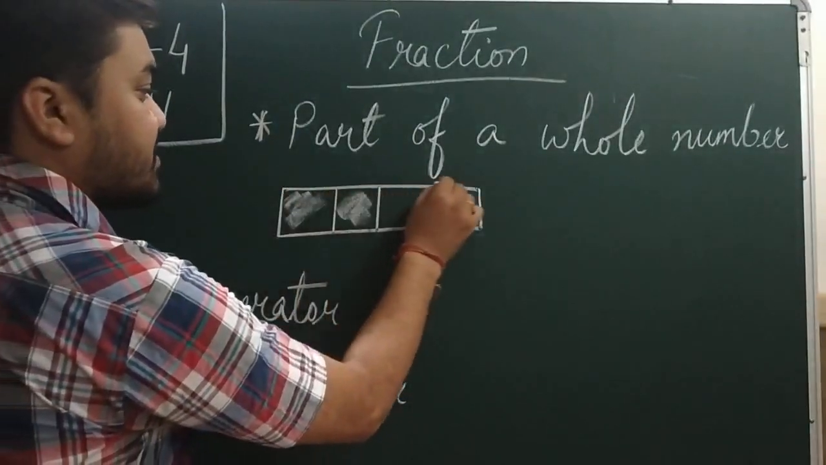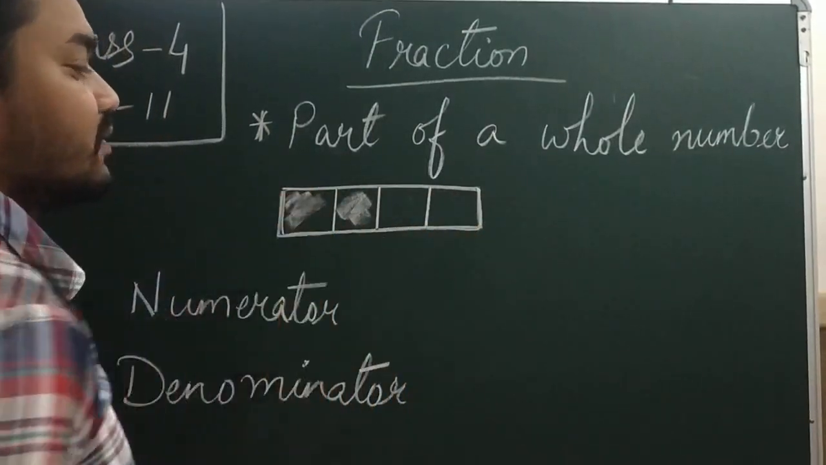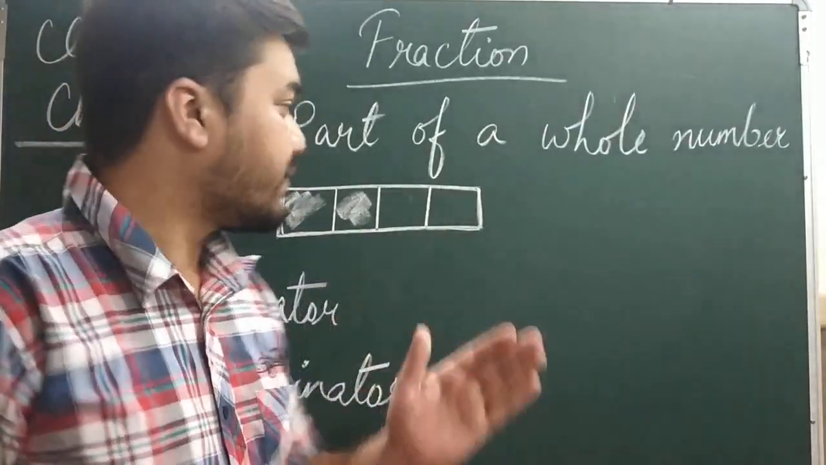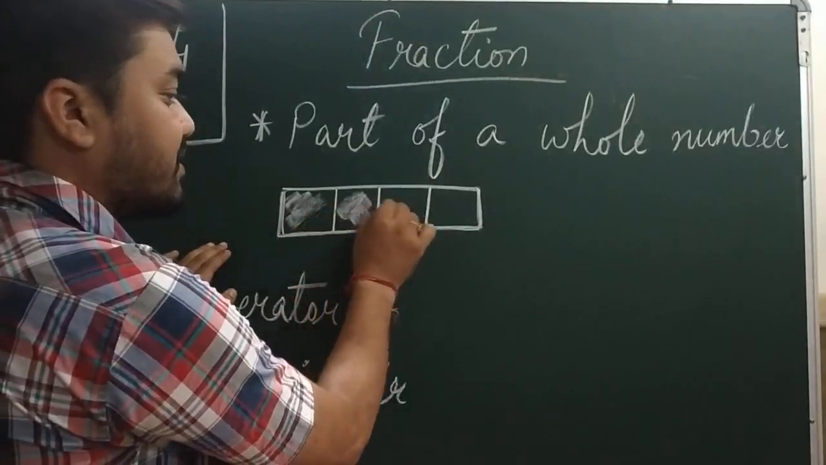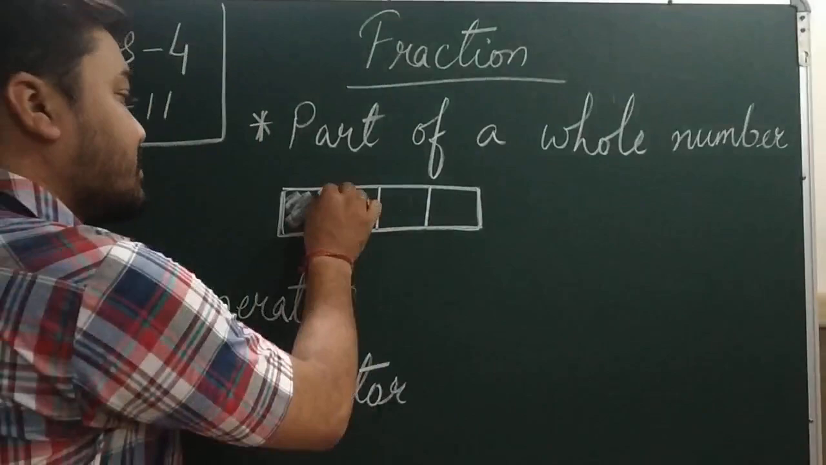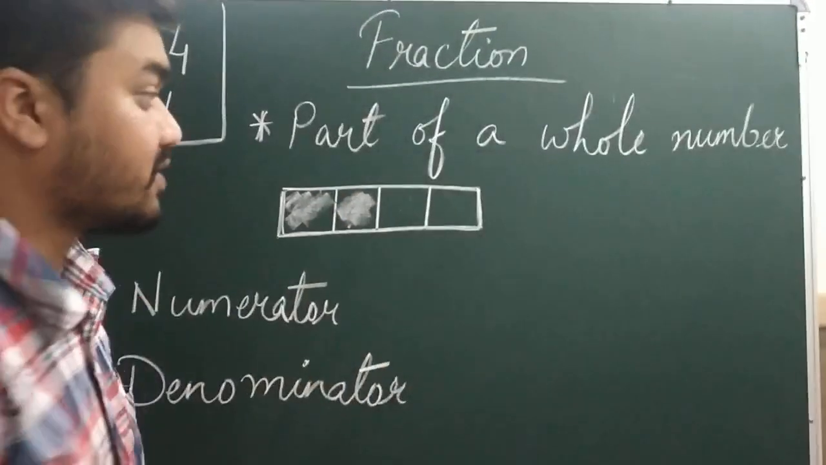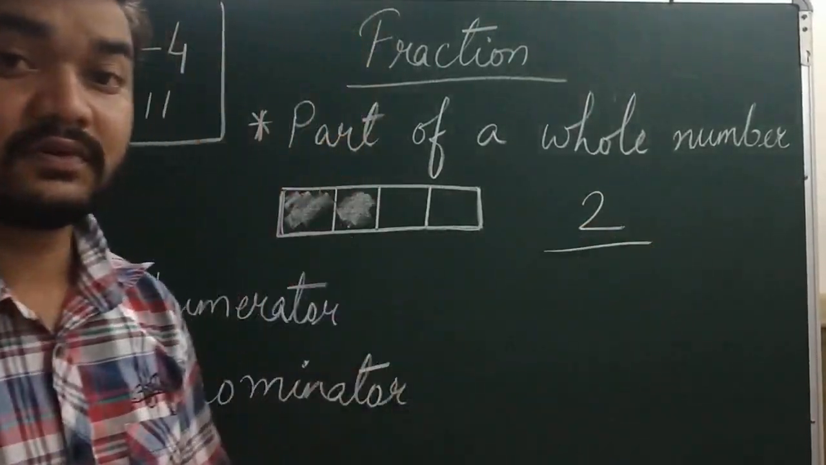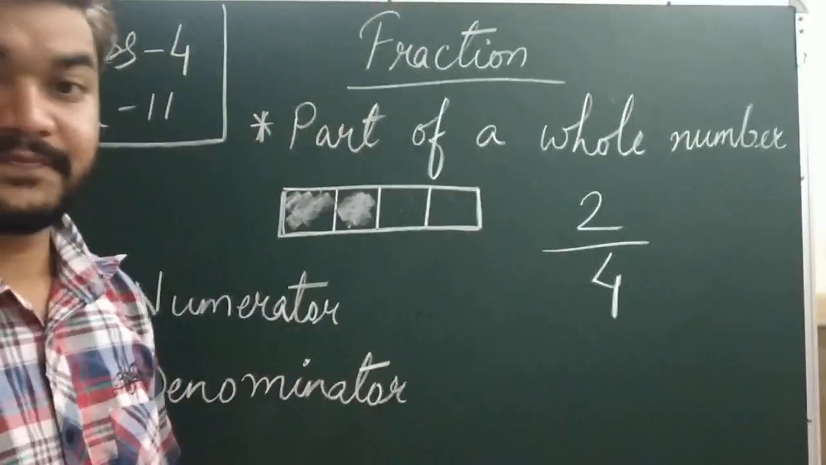Suppose in this picture here you can see it is divided into how many parts? 4 parts. If I ask how many parts are shaded, suppose here is first part, second part, third part and fourth part. If I ask how many parts are shaded in this figure, what will be your answer? 2 parts. Out of how many parts? Out of 4 parts. This is what fraction is.